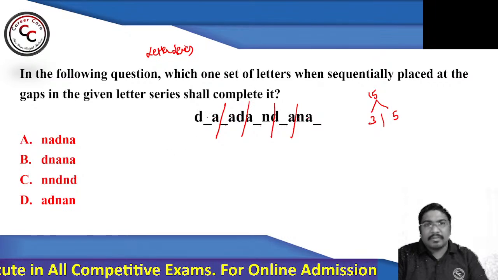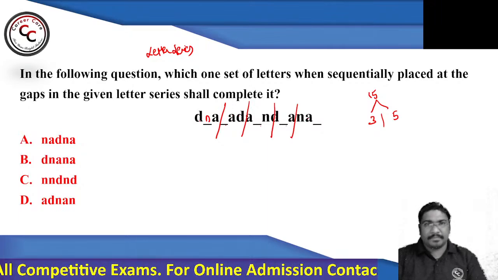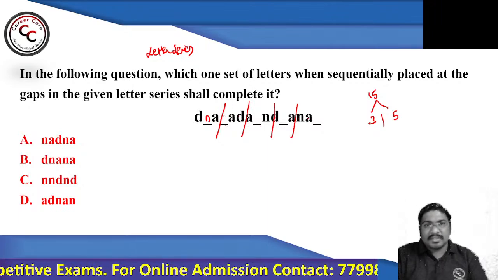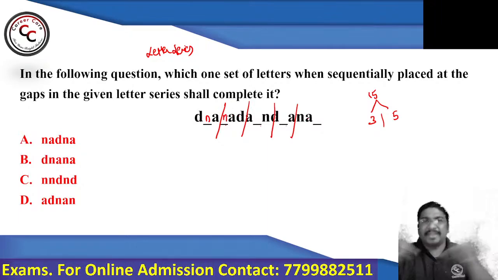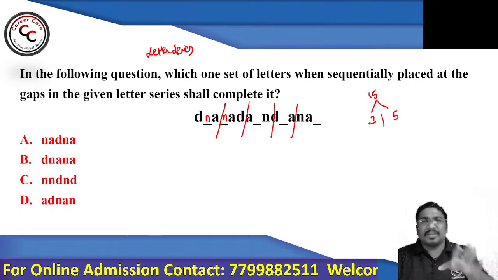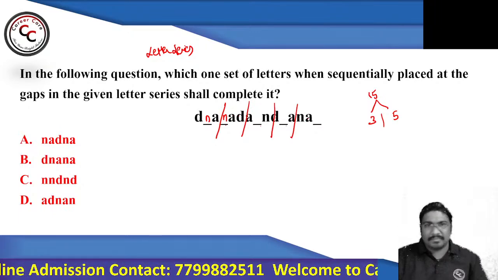Here, if I put N, D, N, A. Here, N is missing, you can put NAD. Just blindly I am saying. Why? Because there are only 3 elements, A, D and N.